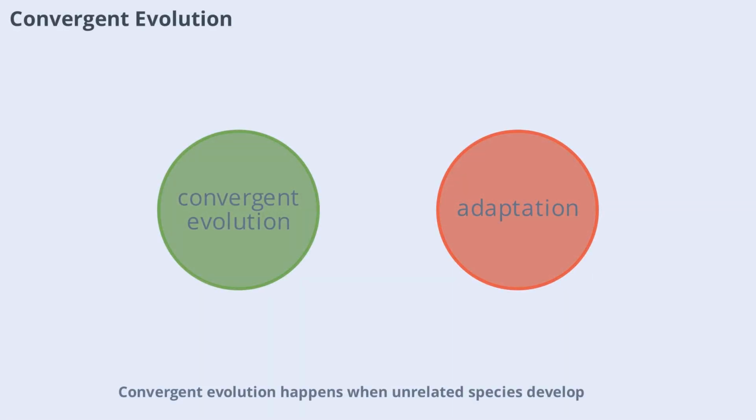Convergent evolution happens when unrelated species develop similar traits because they live in similar environments. For example, dolphins and sharks both have streamlined bodies for swimming, even though they are not closely related. This shows how natural selection can produce similar solutions to similar problems.